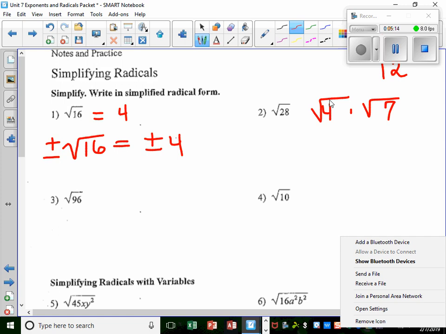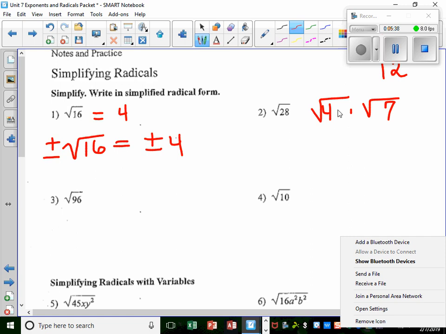Okay. So what we do then, when it's not a perfect square, this is where your multiplication facts are important. What times what can give you 28, where one of those numbers is a perfect square? Okay. 4 times 7. We wouldn't want to use other factors because you wouldn't have a perfect square.